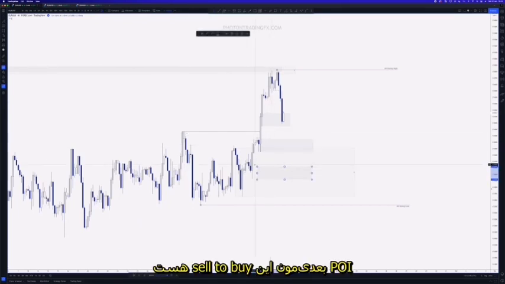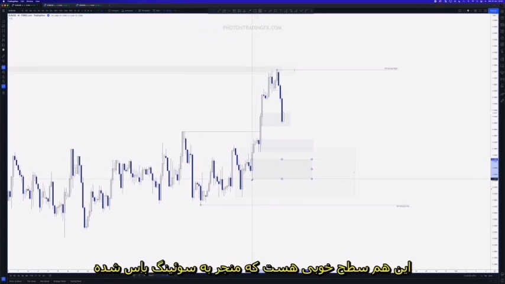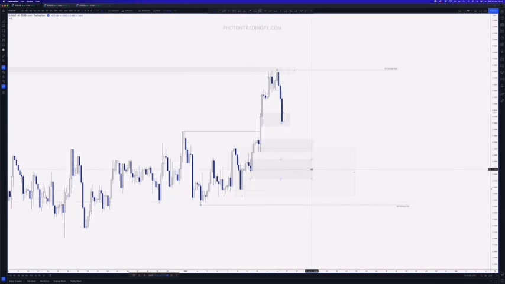And then the next POI we have, right? Again, another sell to buy. This is another good level. Again, led to a breaker swing structure, okay?